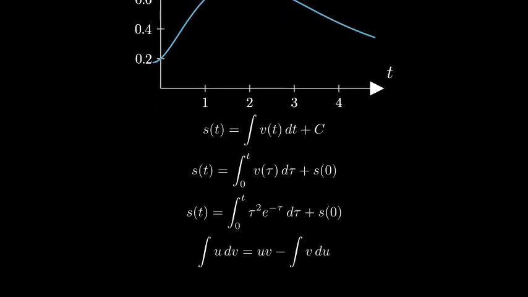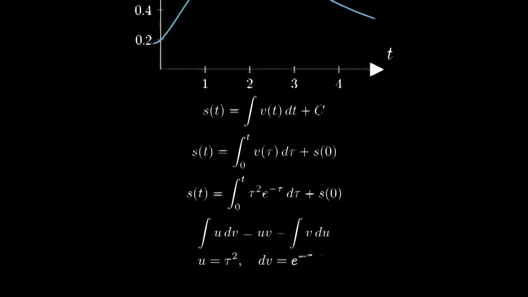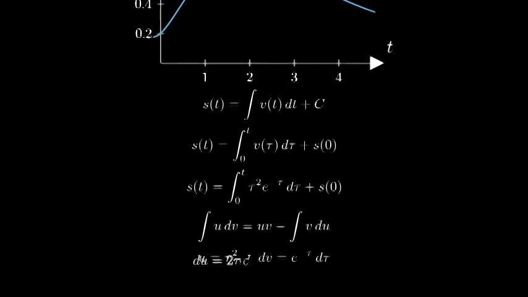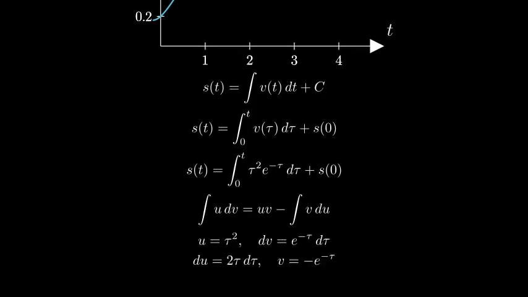Let's recall the formula for integration by parts. The integral of u dv equals uv minus the integral of v du. For our integral, let's choose u equals t squared and dv equals e to the negative t dt. Then du equals 2t dt and v equals negative e to the negative t.